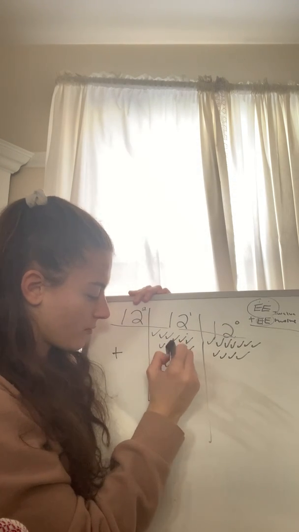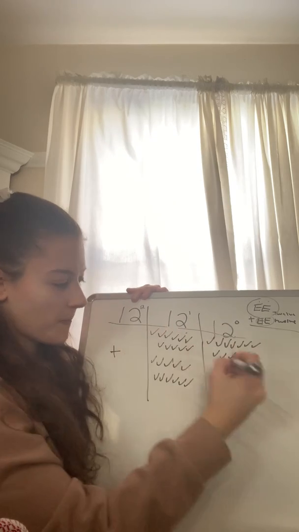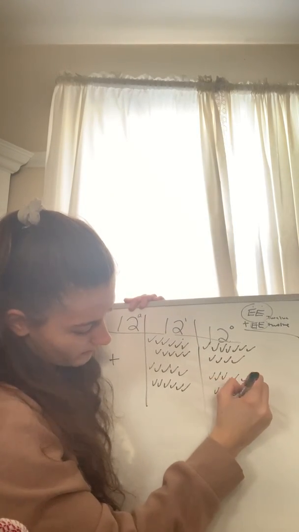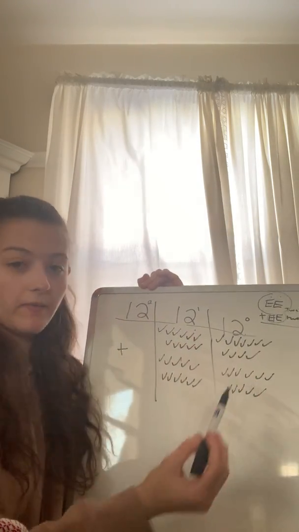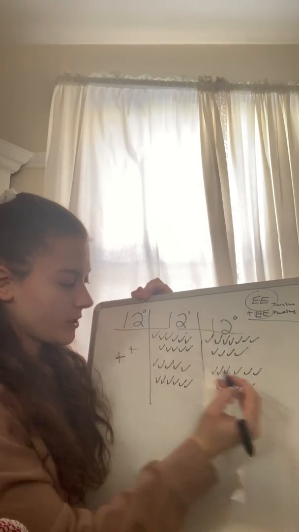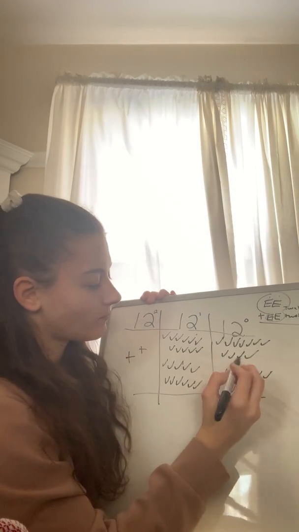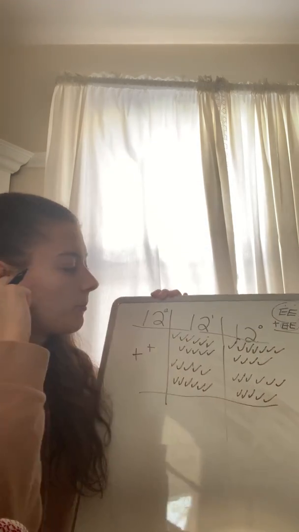We have 1, 2, 3, 4, 5, 6, 7, 8, 9, 10, 11, and then 1, 2, 3, 4, 5, 6, 7, 8, 9, 10, 11. So we have 11 groups of 12 and 11 ones, plus 11 groups of 12 and 11 ones. So let's start over here like we normally do with normal addition. So we have 11 plus 11, but we're not gonna do that.